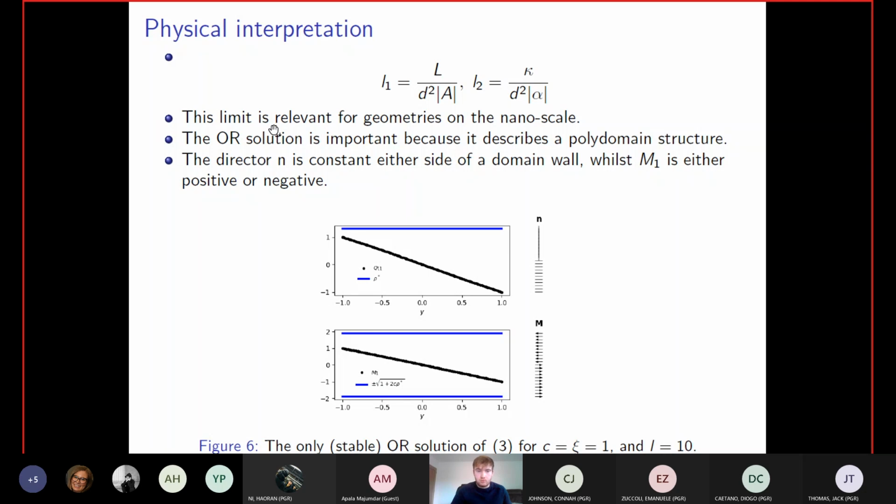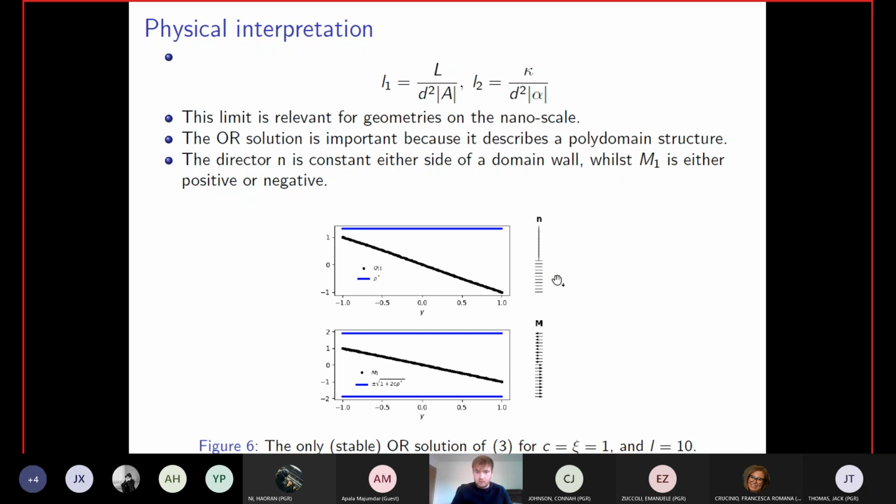And why do we care about OR solutions? Well, that's because they are examples of polydomains, which I was talking about previously. In this limit of large L at least, we have two distinct crystal domains separated by a domain wall in both N and M, which is located at the point where Q11 and M1 are 0. And in this case, it occurs in the centre of the domain.